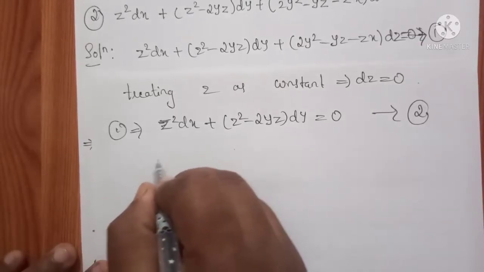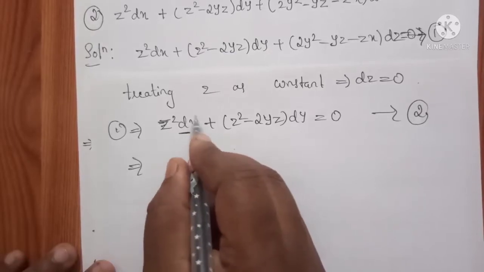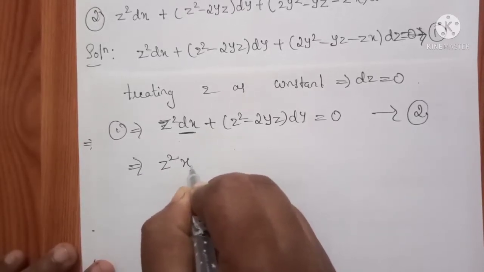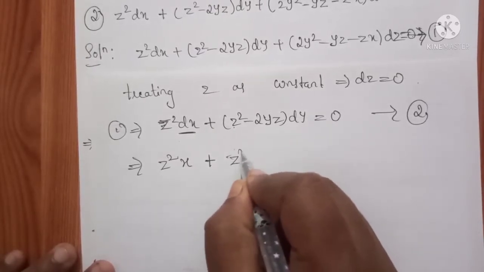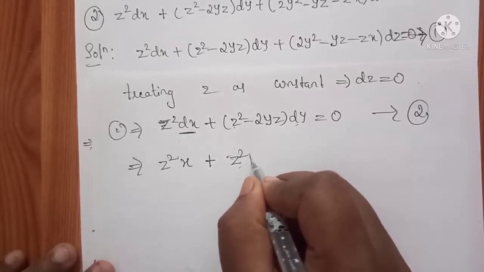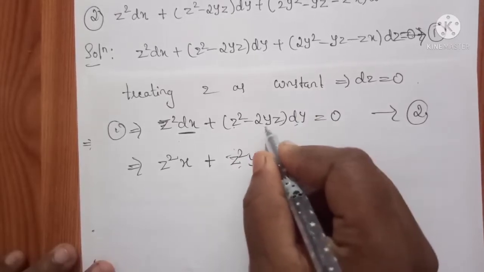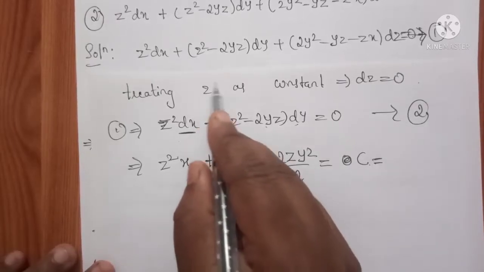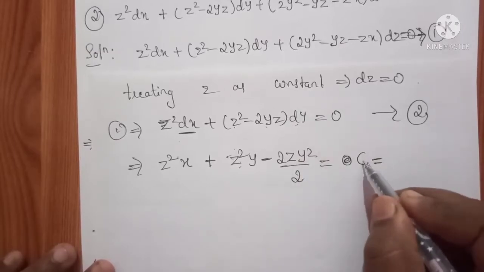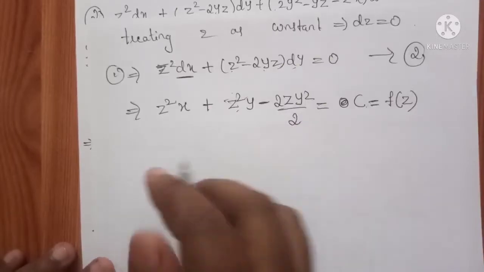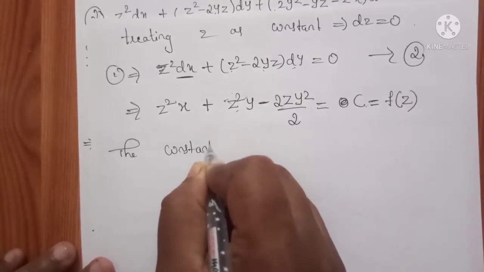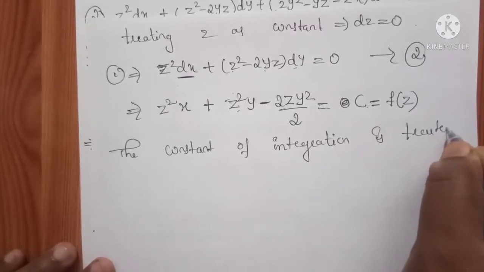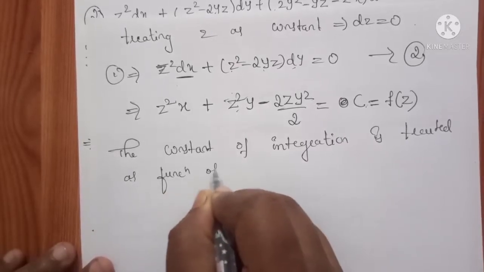Now integrate. Here you can observe that dx is there but it does not contain x terms, so z² we take outside. One integration is x plus z² into dy. z² we take outside, dy integration is y, minus 2z is taken outside, y integration is y²/2, equals one integration constant. Again, z is treated as constant, so the integration constant is treated as a function of z. We write here the constant of integration is treated as a function of z.